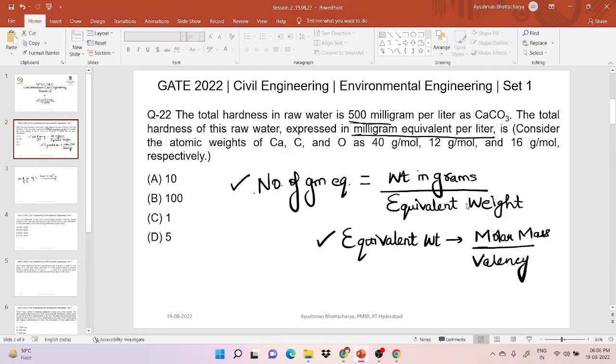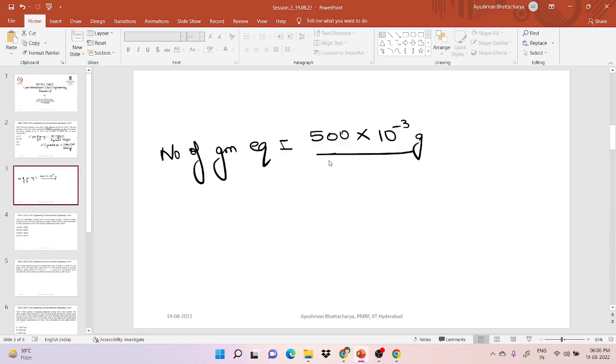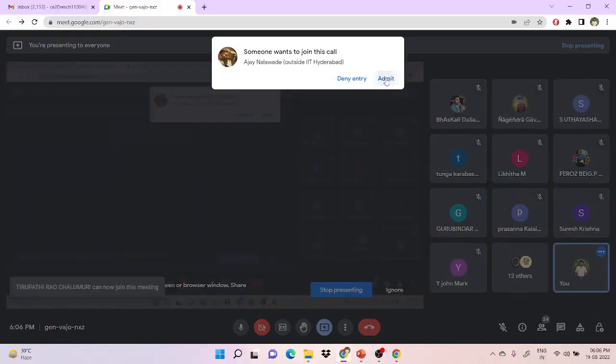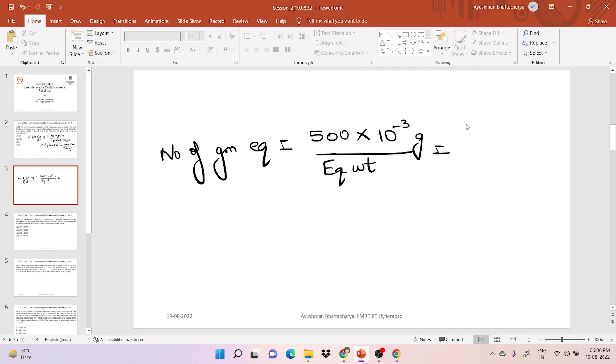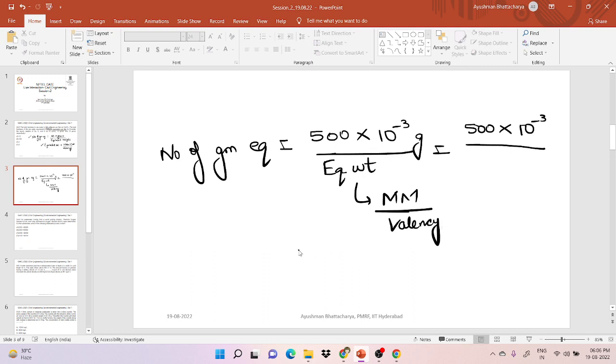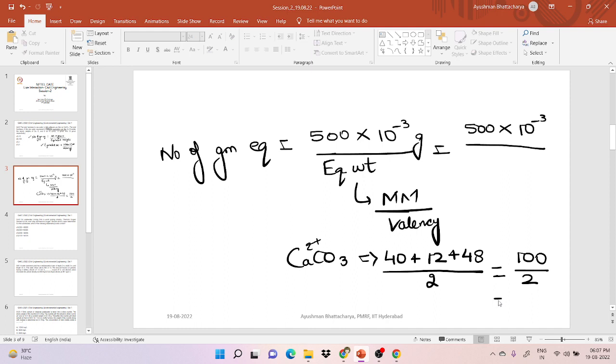Now we have to calculate the equivalent weight of CaCO3. In the last class I mentioned equivalent weight is molar mass divided by valency. For CaCO3, the molar mass is: calcium 40, plus carbon 12, plus O3, 16 into 3, which is 48. Divided by the valency, 2, since Ca is 2 plus. So 40 plus 12 plus 48 is 100, and 100 divided by 2 gives 50. So the equivalent weight of CaCO3 is 50.